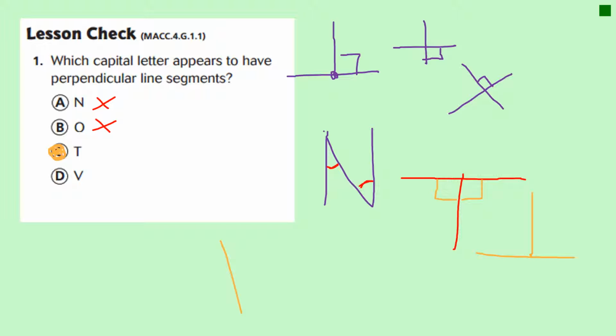And then V, boys and girls, you know what? It's almost perpendicular. I guess you could make a V, but this V, that is an acute angle. Right, guys? That's not a right angle. That's not even a right angle. Okay? All right, let's go down to review now, guys.